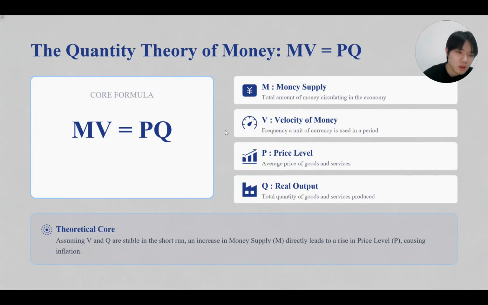The core assumption of the theory is that V and Q are relatively stable in the short term. Therefore, when the money supply M grows rapidly, to maintain the balance of the equation, the price level P will rise to absorb the rest, which is the root cause of inflation.